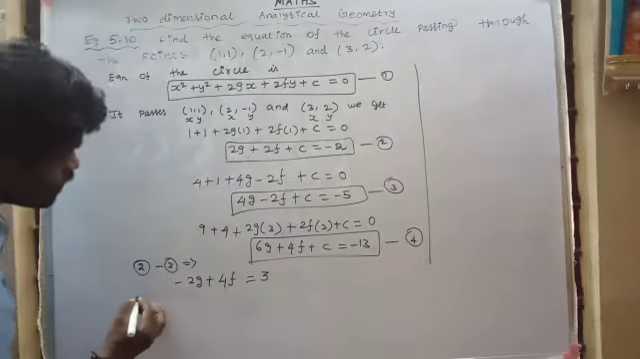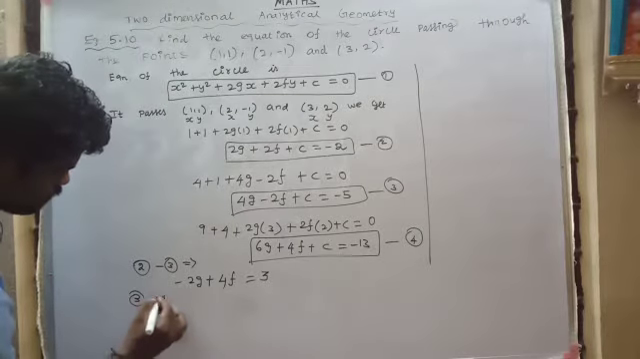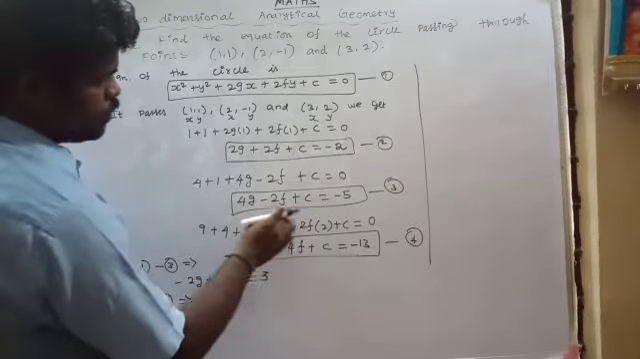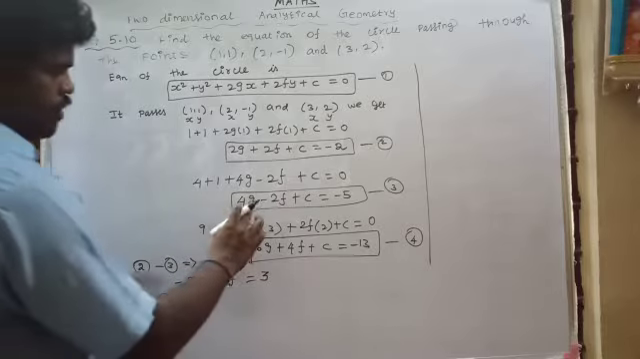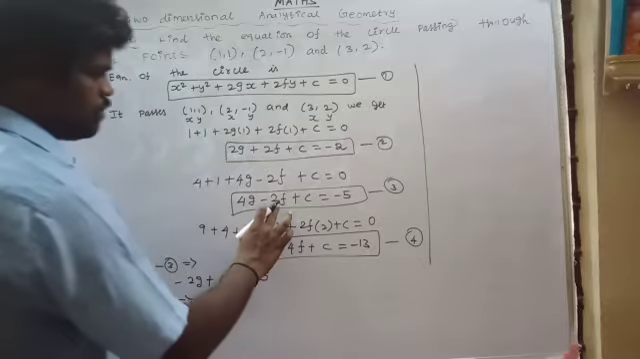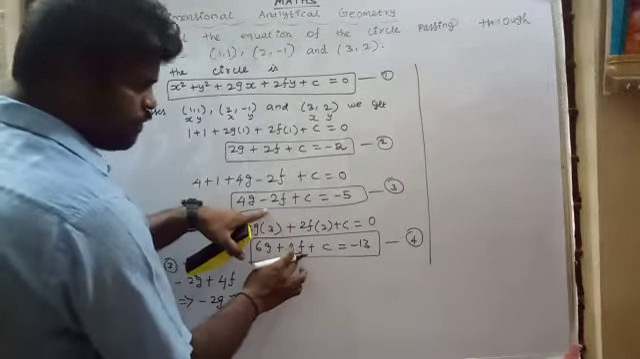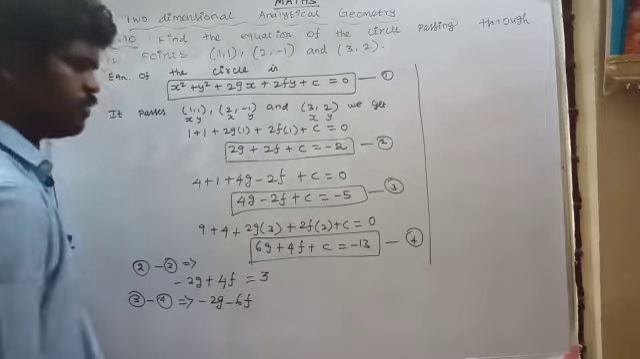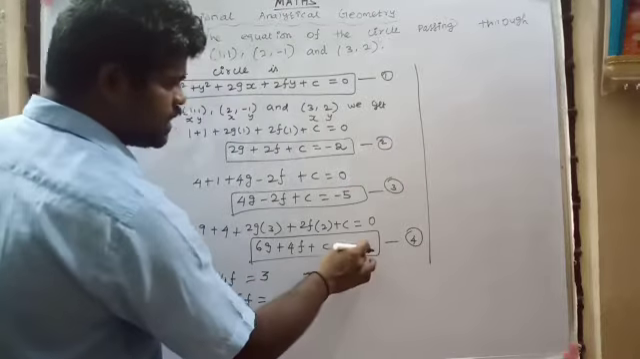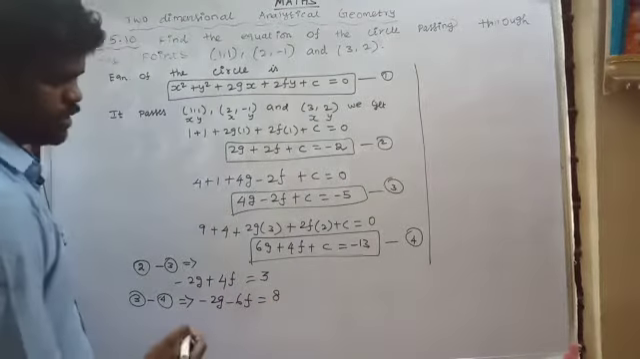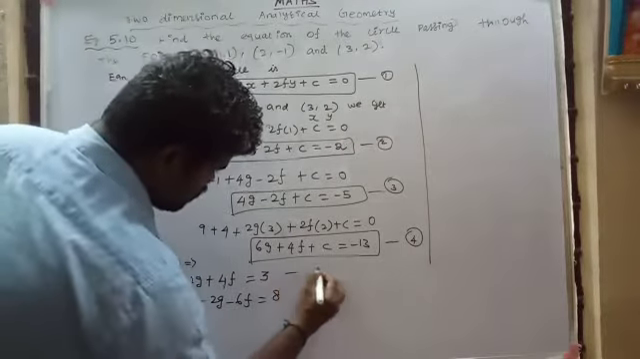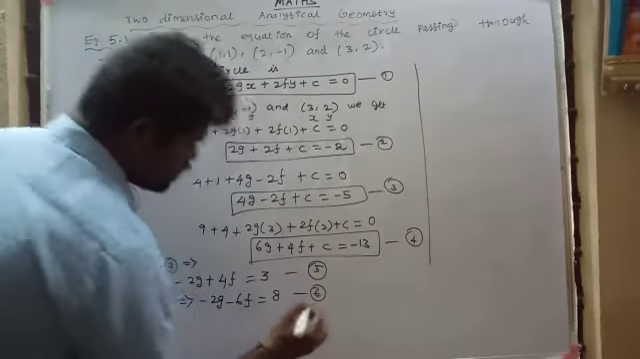And equation 3 minus 4. What is the value? 3 minus 4: 4g minus 6g is minus 2g, and minus 2f minus 4f is minus 6f, and c minus c is 0. Here minus 5 plus 13 is equal to 8. Let us simplify these two equations. This is number 5 and this is number 6.